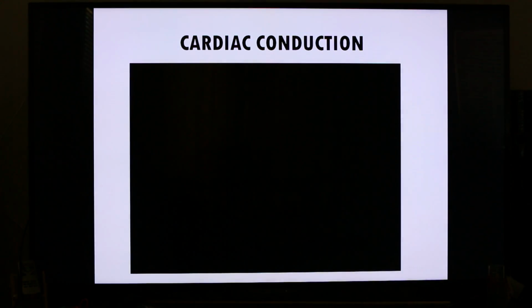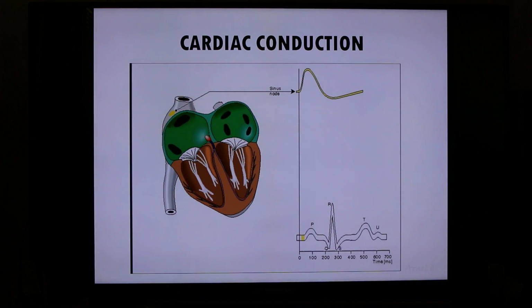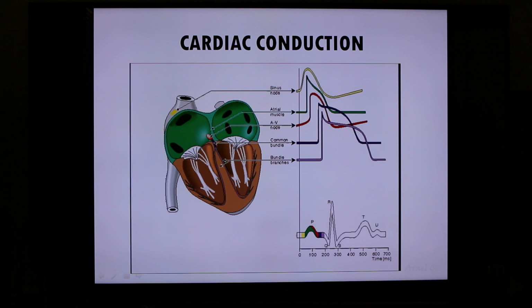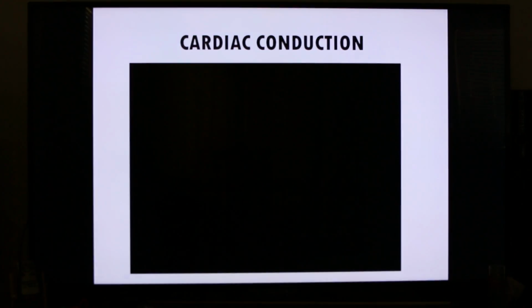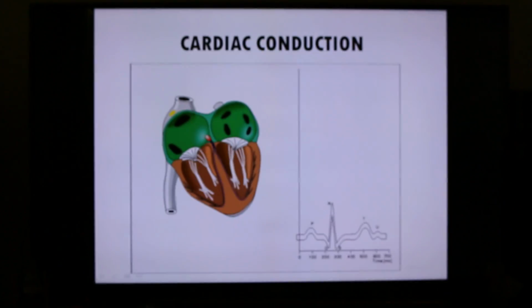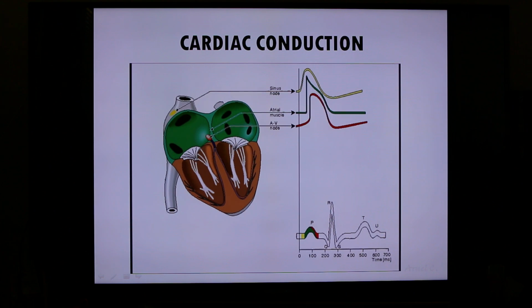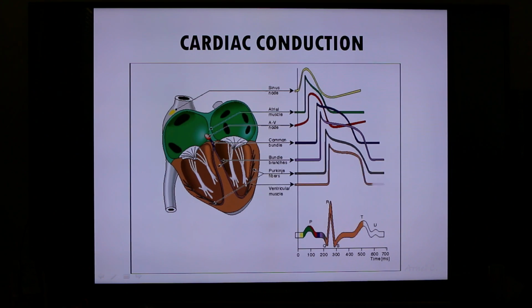The signal is then transmitted to the bundle of His, which then divides into two branches, the right and left bundle branches. There is one right bundle branch and two left bundle branches, or the left anterior fascicle and the left posterior fascicle. The electrical signal reaches the ventricle via the Purkinje fibers. The signal then spreads in the heart muscle, or the myocardium, going toward the outer part of the heart, or the endocardium. The electrical currents are then recorded by electrogram via the electrodes.